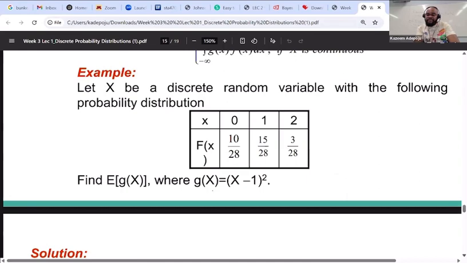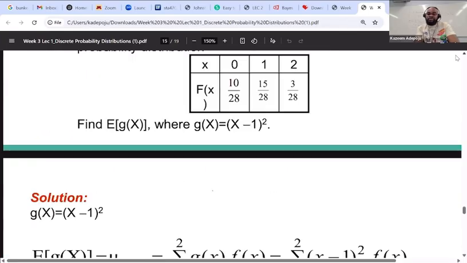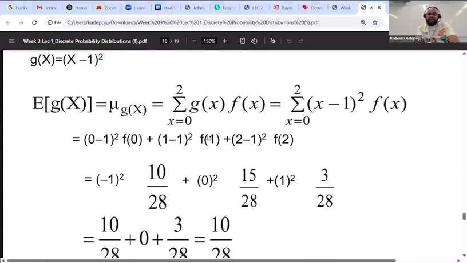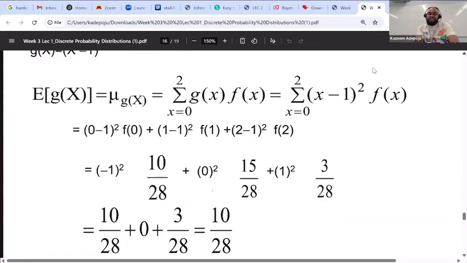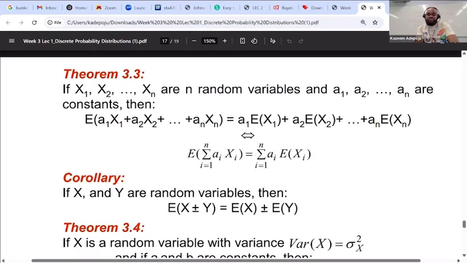So in evaluating that, what is f of 0? Go to the table. When x equals 0 it is 10 over 28. f of 1 is 15 over 28. f of 2 is 3 over 28. Can you see now? That's what you're plugging in here. And at the end of the day, the mean, the expected value of g of X, is 10 over 28.